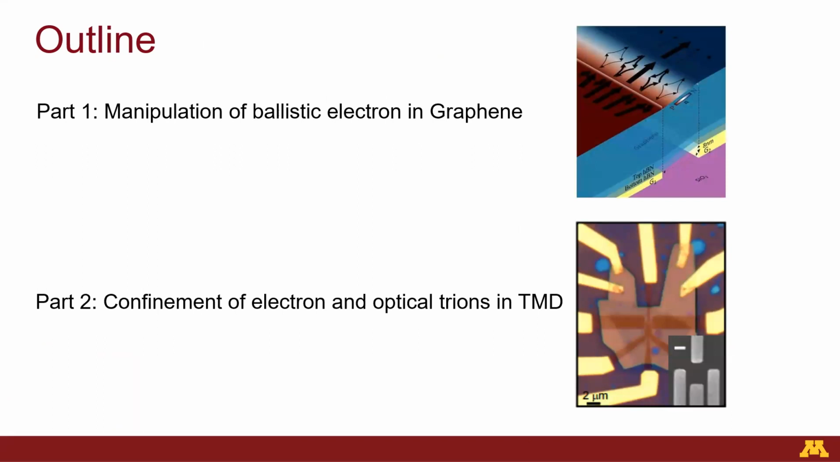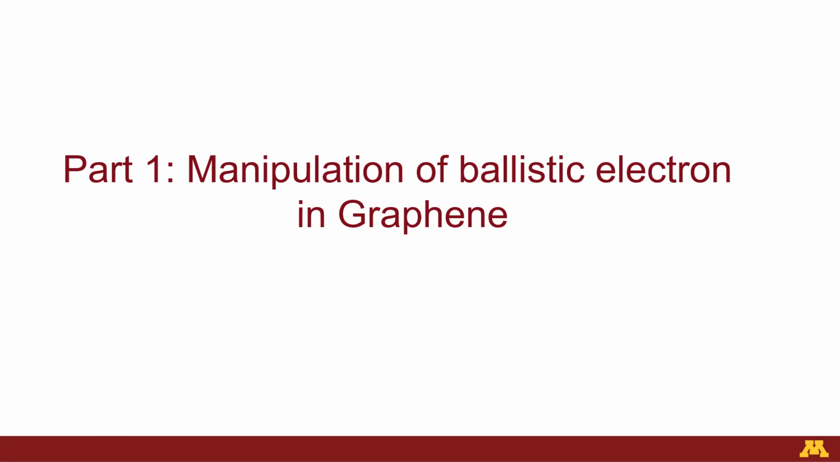The outline of my talk is two parts. First, I will focus on manipulation of ballistic electrons in graphene, one of our recent works using a graphene microcavity to trap the electron and force it to do interference to help with collimation of electron trajectory. After that, if we still have time, I'll briefly mention our ongoing effort of confinement and manipulation of electrons and optical transitions in semiconducting transition metal dichalcogenides towards quantum bits and quantum computing platforms. So let me start with part one, the manipulation of ballistic electrons in graphene.